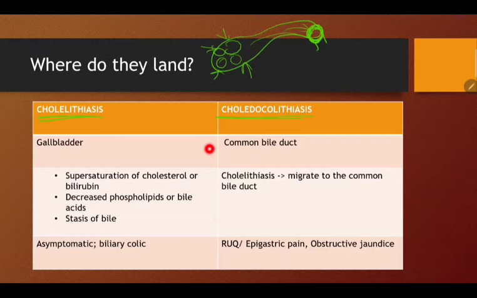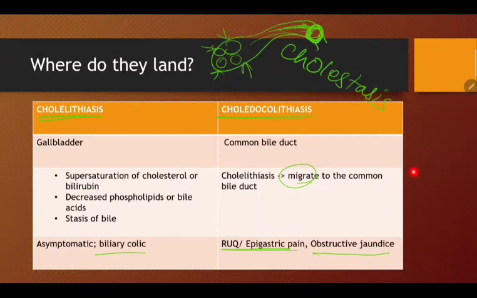Why does this happen? Supersaturation, decreased phospholipids, and stasis, right? Choledocholithiasis because it migrates to the duct. Cholelithiasis is usually asymptomatic, but if it's symptomatic, biliary colic. Choledocholithiasis, on the other hand, as I said, there is an obstruction. The bile cannot go out. What does it cause? Cholestasis. And if that happens, it leads to obstructive jaundice, right upper quadrant or epigastric pain, right?